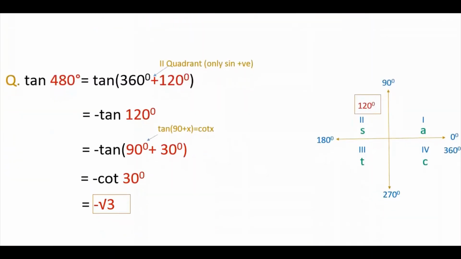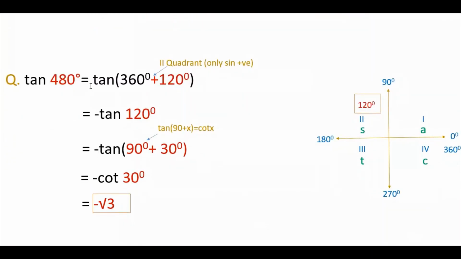Next question is tan 480 degrees. This is near to 360, so you can write it as tan of 360 plus 120. This is a positive angle. 120 is between 90 and 180, so this angle is in the second quadrant. In the second quadrant, only sine and cosecant are positive. S means only sine and cosecant. Remaining all are negative.